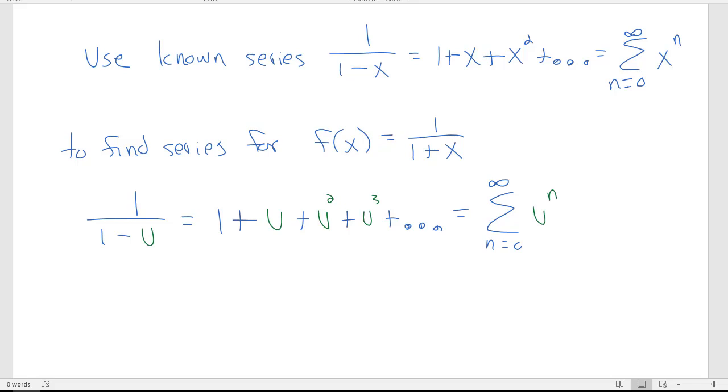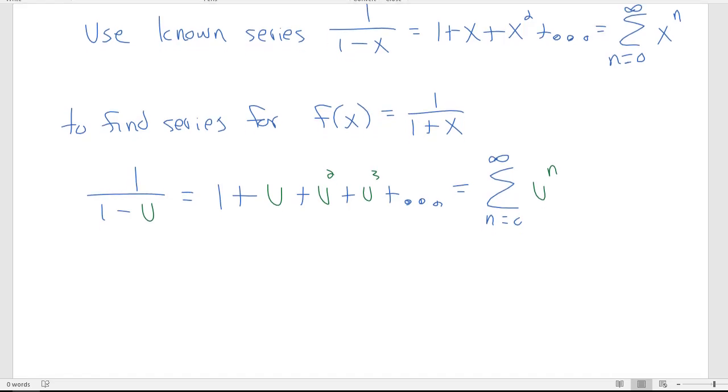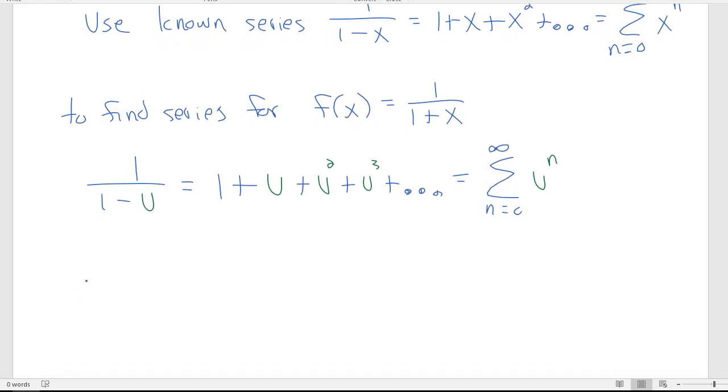So whatever my letter is, 1 over 1 minus x is 1 plus x plus x squared plus x cubed plus ... So when I have the function that I'm trying to find a power series for, 1 over 1 plus x, I have to connect back to my known series. So what I'm going to do is write this as 1 over 1 minus negative x.